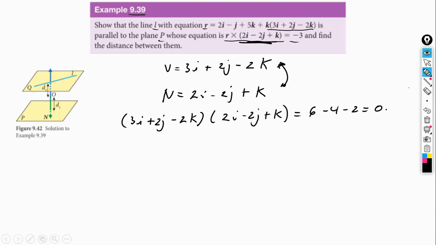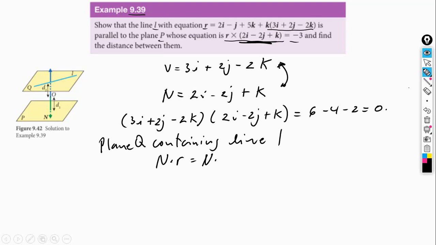So let's find an equation for plane Q containing line L. So we use the formula, right? Normal dot product R is equal to normal dot product vector R sub 0. So the normal is normal to both planes, so we can use this one.